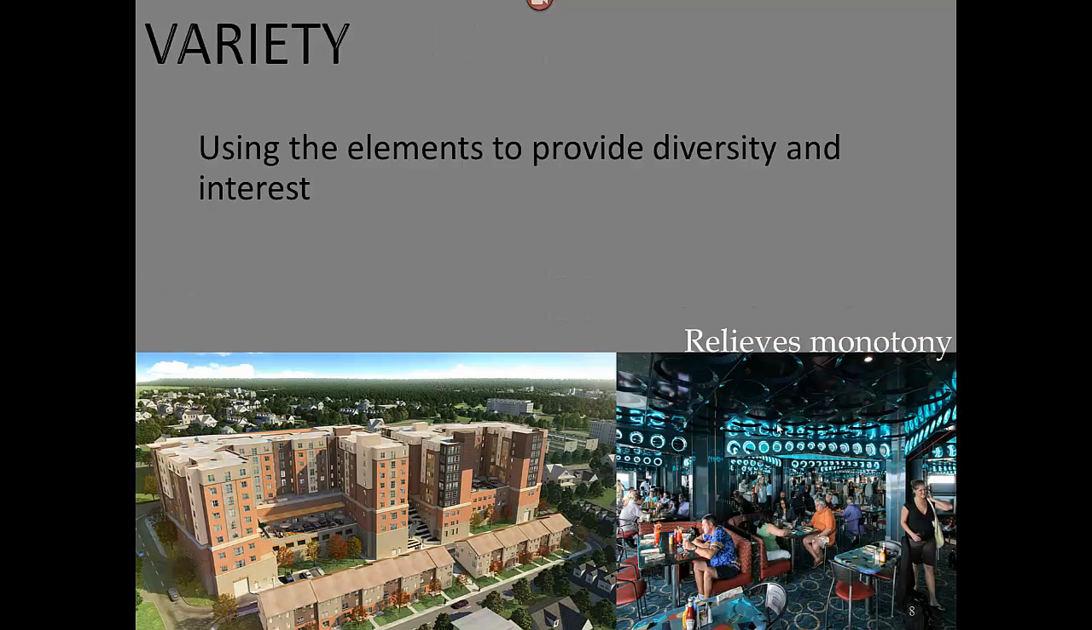The opposite of unity, although it's not really opposite, is variety. So using the elements line, shape, form, texture to provide diversity in interest. So it's introducing different shapes, different textures, different colors into a thing to create variety. I like to show the image of University Place that's being constructed down in Sunnyside. There are these very similar forms in the two towers, but they've introduced different colors and different materials along the outside of the building as a way to create variety of color and texture.